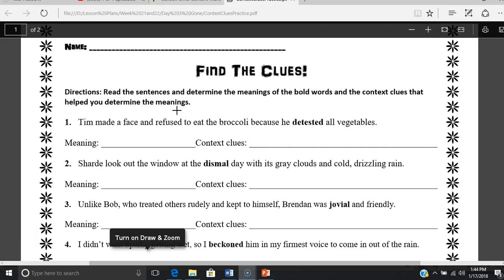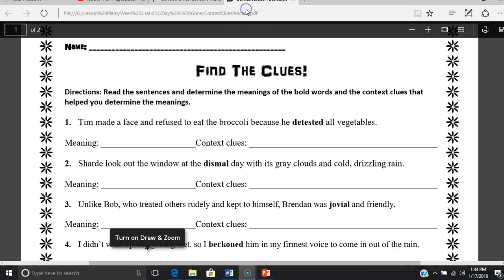Alrighty, so what we're going to do is first look at the word detested. Now I know it's got an -ed suffix, that would be a word part, so I know this is past tense, so it must be a verb. Tim made a face and refused to eat broccoli because he detested all vegetables, so it's something he did. I know that it talks about vegetables. I know that it talks about him making a face. Now, usually when I make a face, it means that I don't like something.